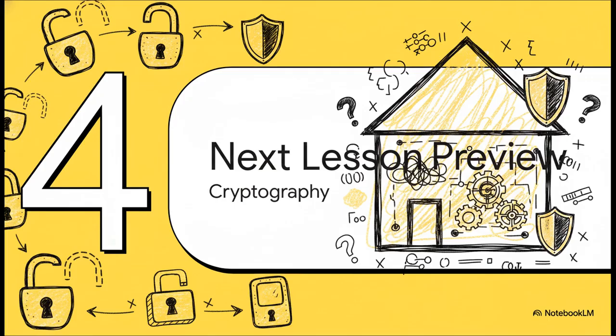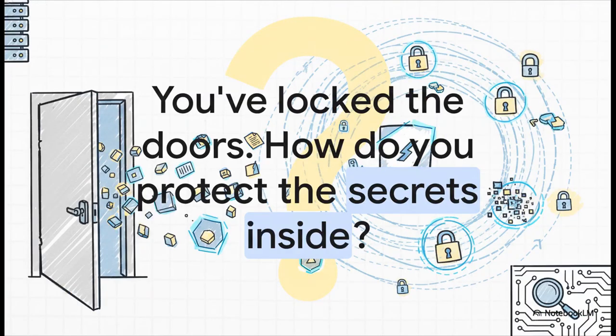Awesome job today. You now have the basic framework for how to find unlocked doors, how to figure out how risky they are, and what to do about them. But what about all the valuable stuff inside the house? Securing the perimeter is only half the battle. And that brings us to our final question for today. You've locked the doors, but how do you protect the secrets that are moving from room to room inside?